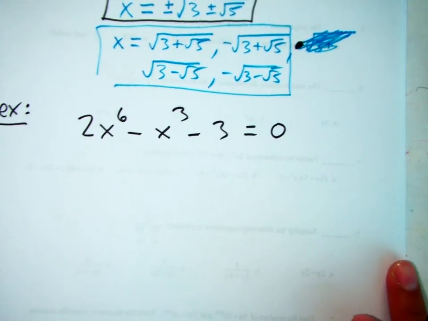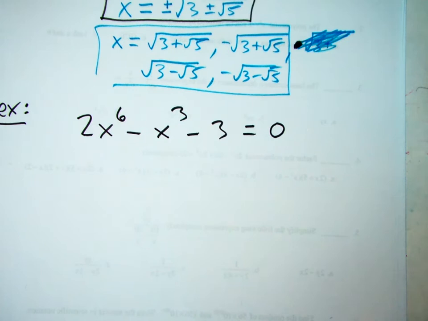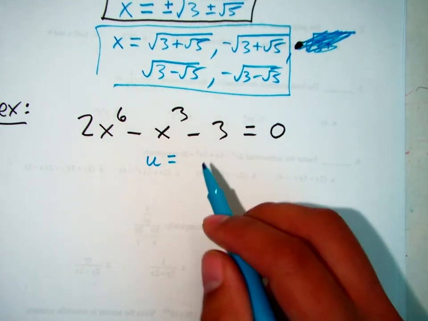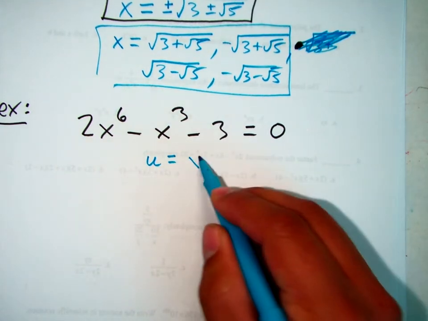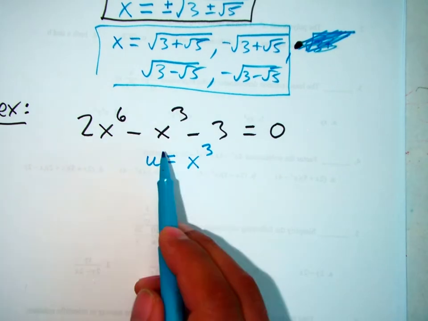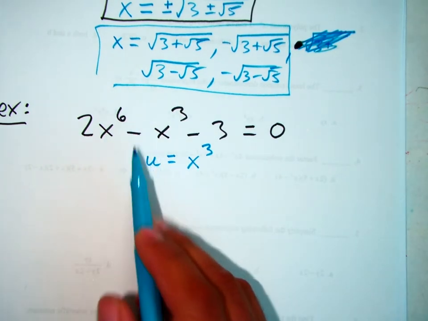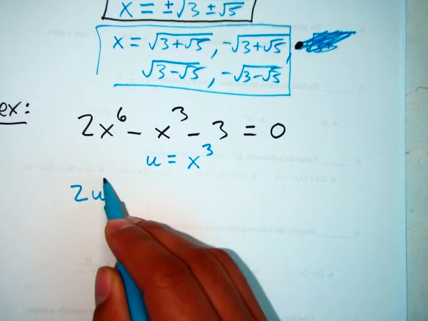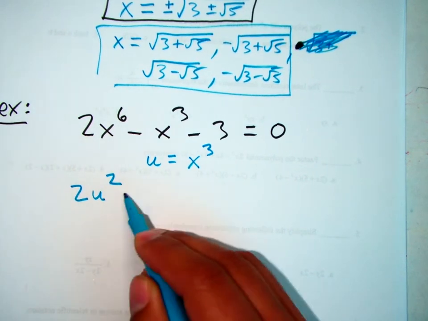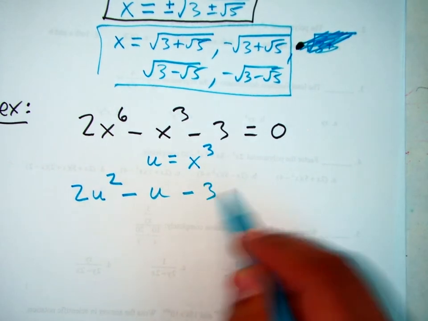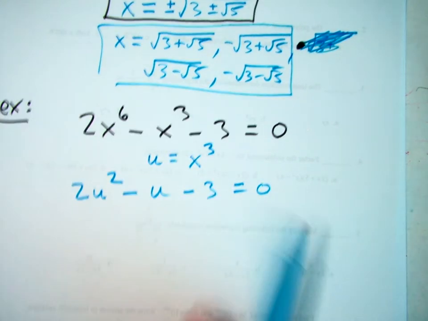So you did the u thing again with this equation, right? What would u be? Would it be x to the 3rd? Yes. Very good. So then let's rewrite the equation. Instead of 2x to the 6th, now it's 2u squared. Very good. Minus u minus 3. And now you try to solve this the way you normally do.